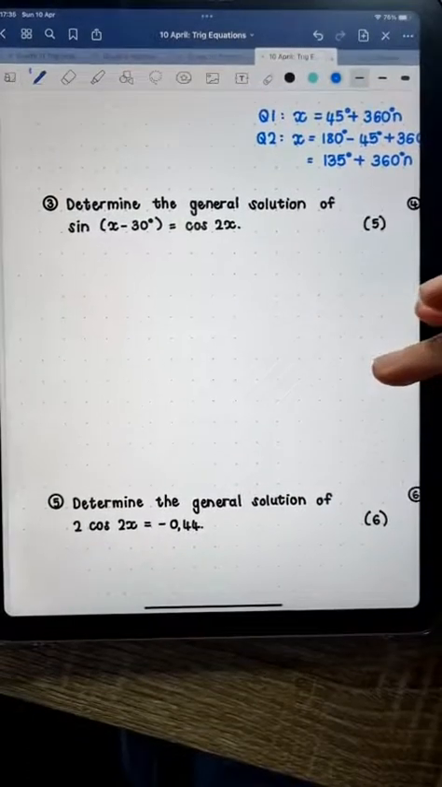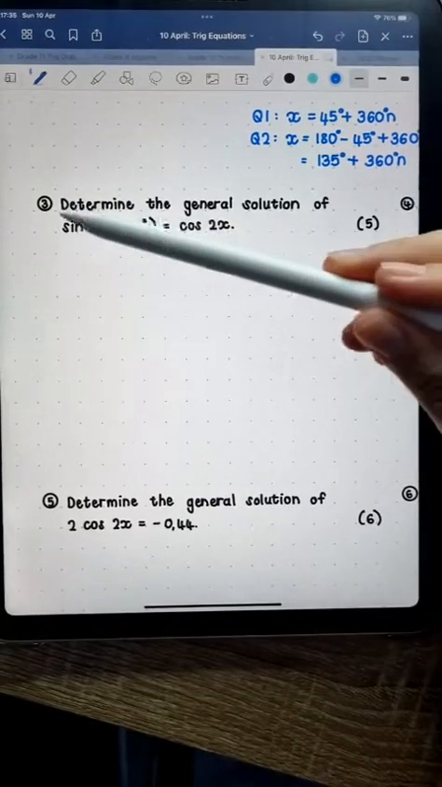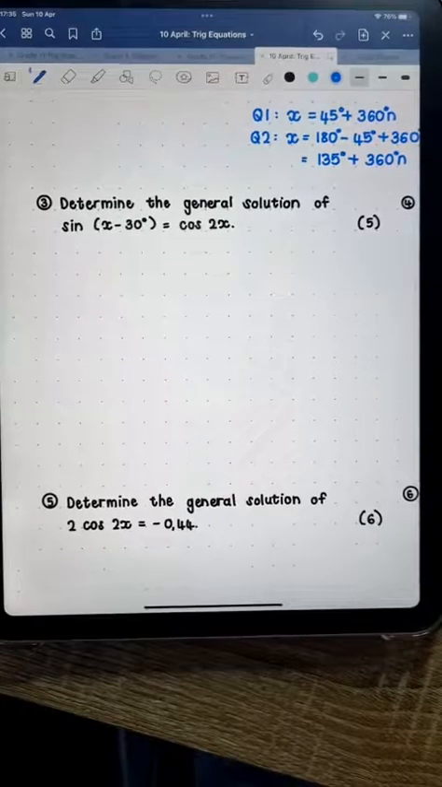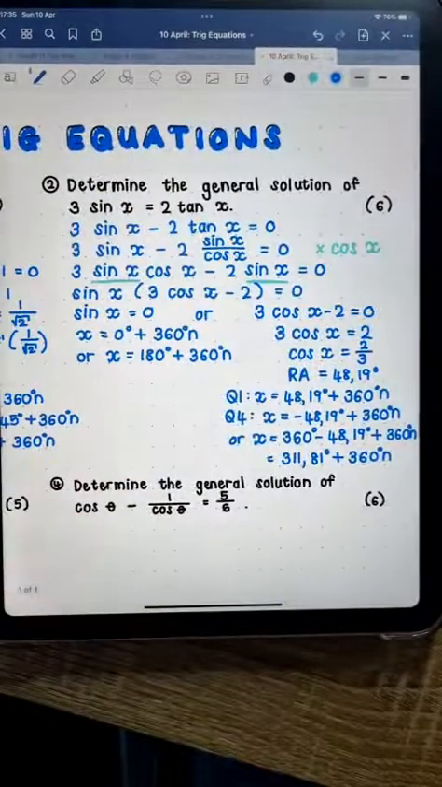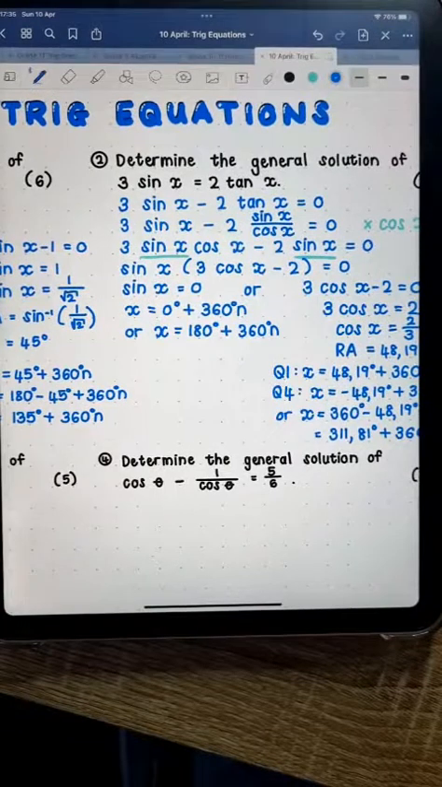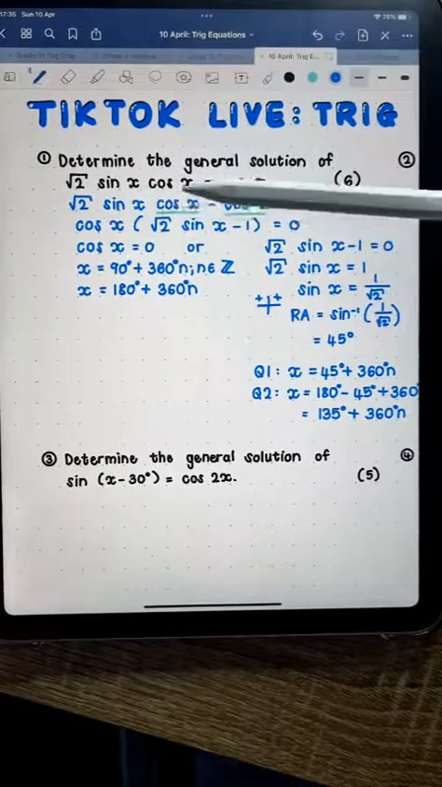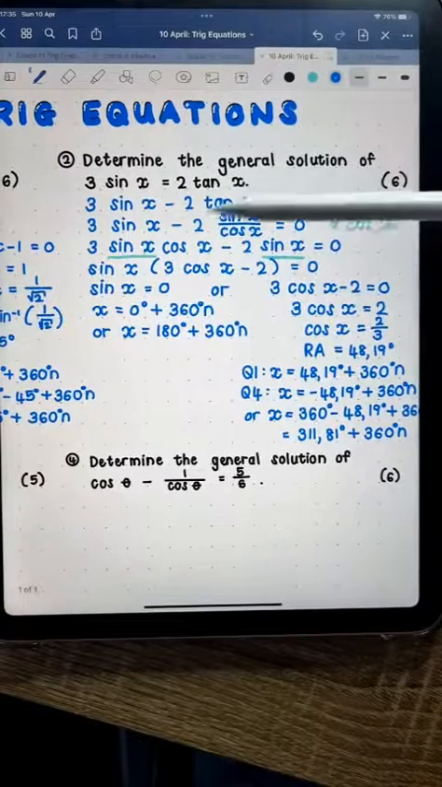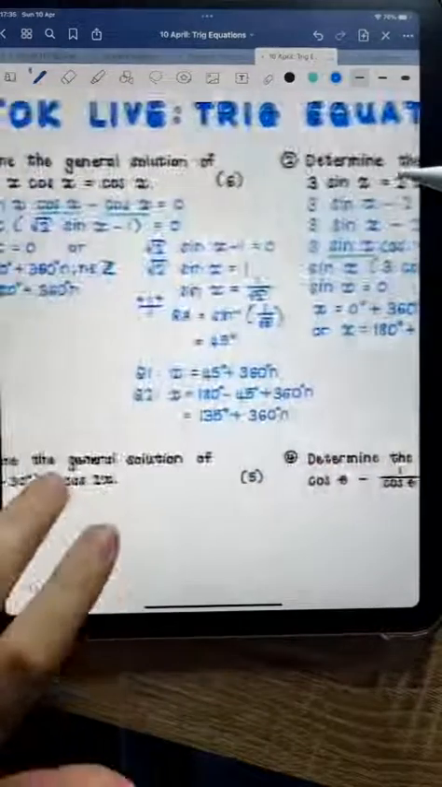All right, number 3. Determine the general solution of this. Now, this is quite a common type of question, guys. Sine of x minus 30 equals cos 2x. The reason why in examples 1 and 2 we were able to factorize is because we were working with the same angles in all of the cases. So there we had x, x, and x. We could take out a cos x because we had the same angles. Here again we have x's everywhere, so we could take all the angles out.